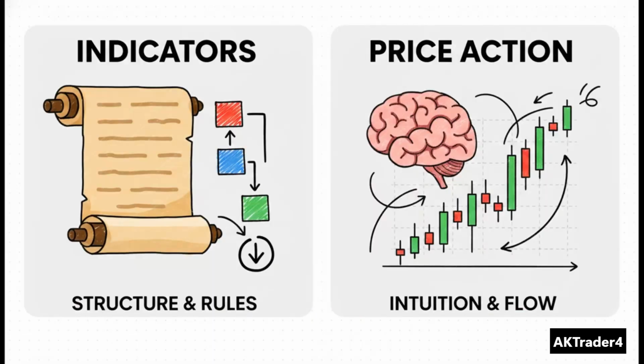Let me break that down for you. Are you the kind of person who loves clear, simple rules to follow? If A happens, then do B. If the red line crosses the blue line, you sell. End of story. If that's you, indicators are probably going to feel like a great fit. But if you're the type of person who just has to know the why behind everything, if you want to really feel the pulse of the market, then yeah, learning price action is totally your path.